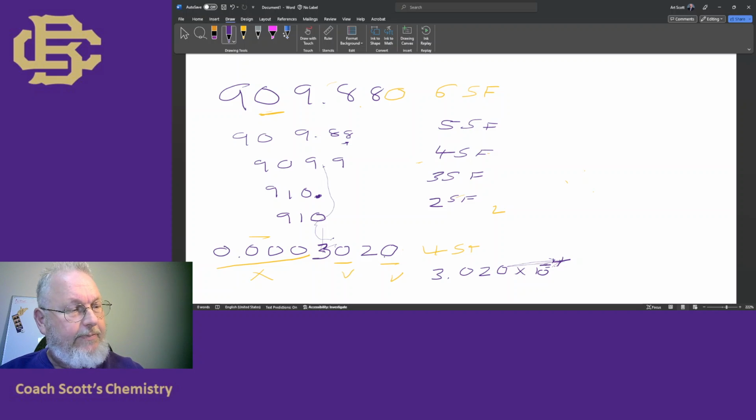I'm going to break these up a little bit just to help you guys out. The next one is on how to do calculations with sig figs.